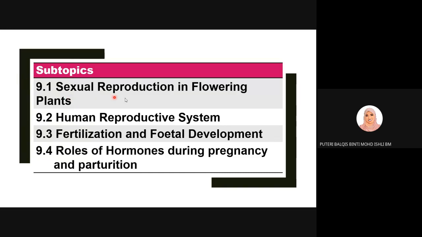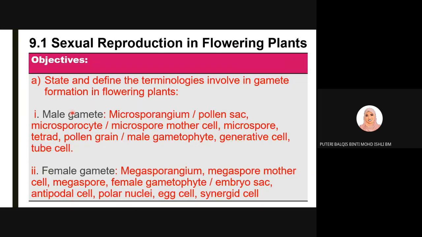Sexual reproduction in flowering plants, these are the learning objectives. The one that I highlighted is the one that we will discuss, but don't worry, I will discuss everything. State and define the terms involved in gamete formation in flowering plants. The male gamete: microsporangium or pollen sac, microsporocyte, microspore mother cell, microspore, tetrad, pollen grain, male gametophyte, generative cell, tube cell.